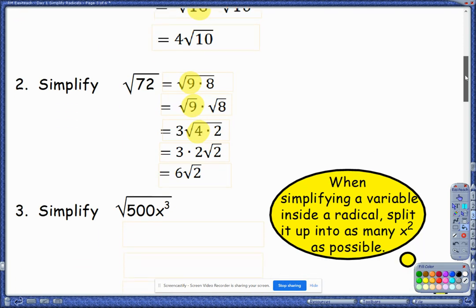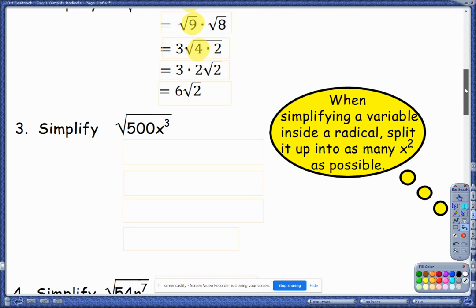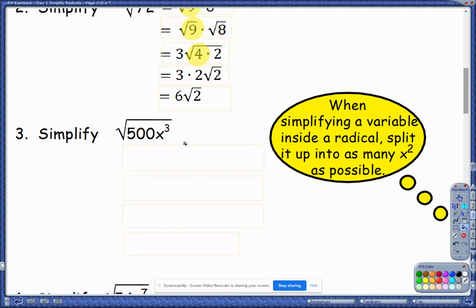Now, maybe you can start trying the next one, except that this one has a variable, but you can figure out the first part. So, 500, I'm going to break it up into 100.